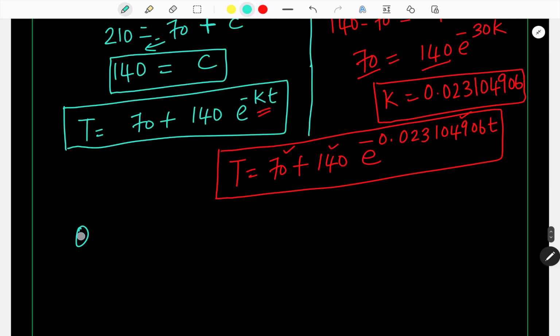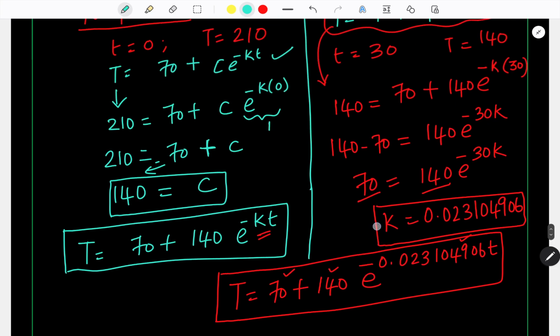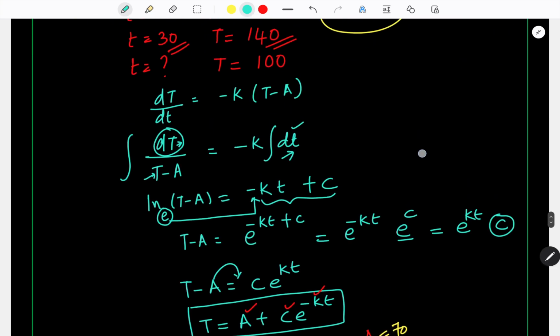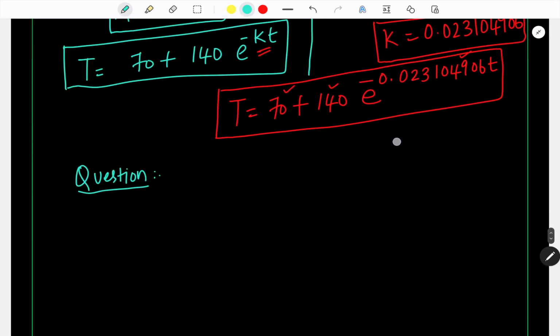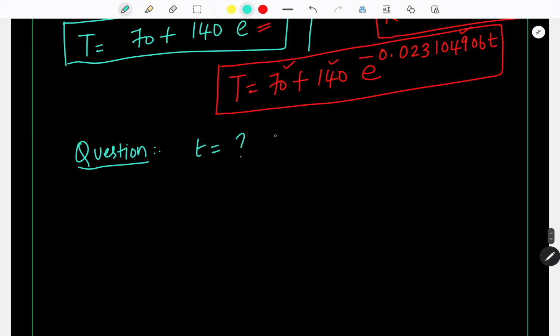Now we'll go back to the question. What is the question? I think the temperature they gave is 100. When will it reach a temperature of 100 degrees at time t? So t is the question mark. Temperature T is equal to 100.